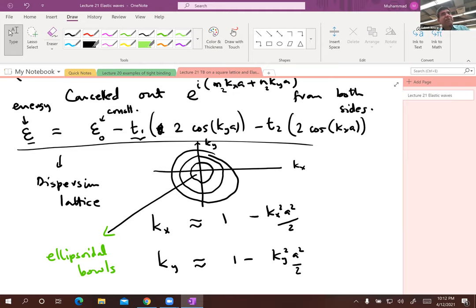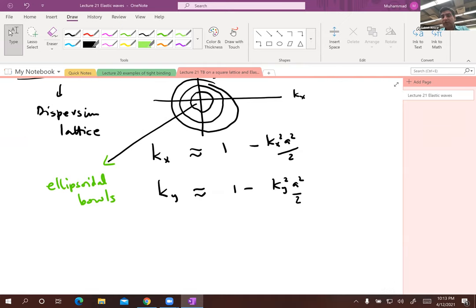So far, we focused our attention on electrons, and electrons have a particular energy dispersion relationship. Now we are focusing our attention on lattice oscillations, or crystal oscillations to be very precise. There is no such thing as lattice oscillations; we're talking about crystal oscillations. So this is going to be our first foray into crystal oscillations. The waves that are produced are called phonons or elastic waves, and we're going to use Newton's law to derive the dispersion relationship for these elastic waves.